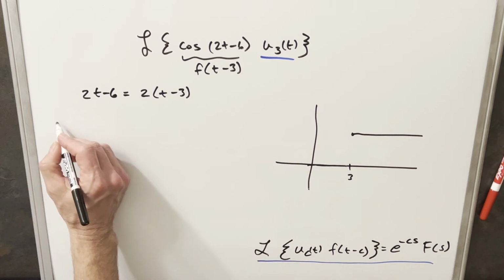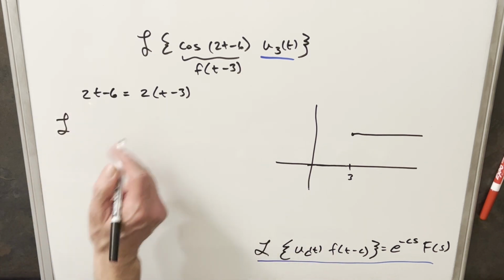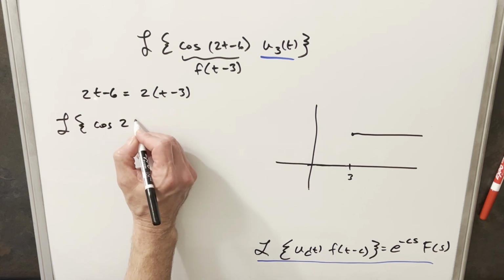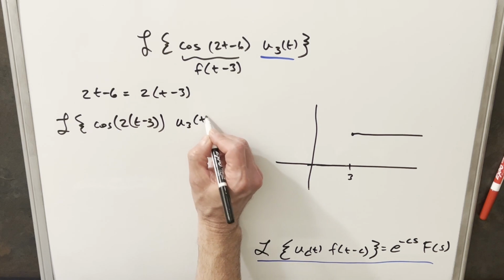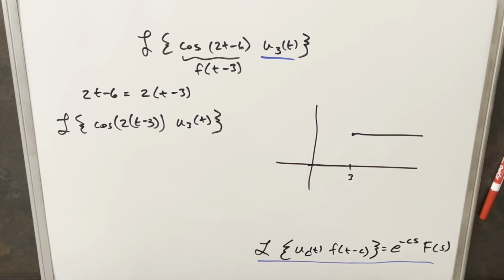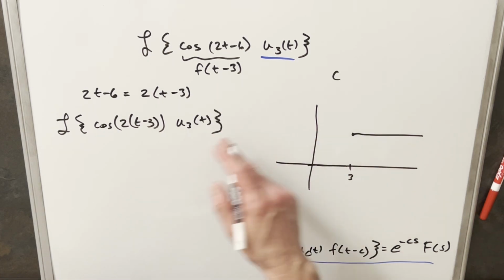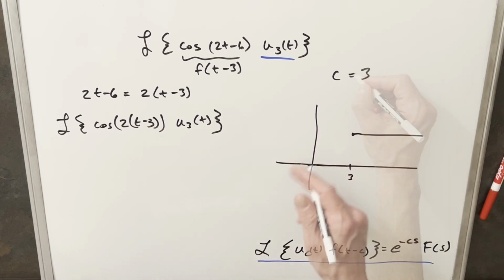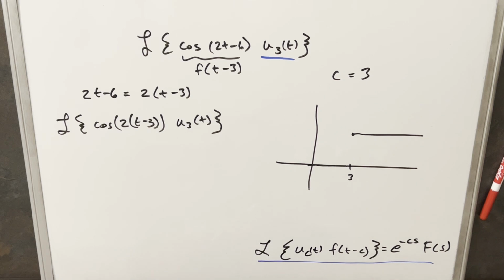So what I'll do is just rewrite this Laplace transform in this form. So we're going to have the Laplace transform of cosine 2 times (t minus 3) times the unit step function at 3 of t. Now to use this formula, we already have our c value. The c value is what we've shifted our function by, or what the unit step function is. So we can say that our c is just going to be 3. But now what is our capital F of s value? Well, that's going to be the Laplace transform of our function.